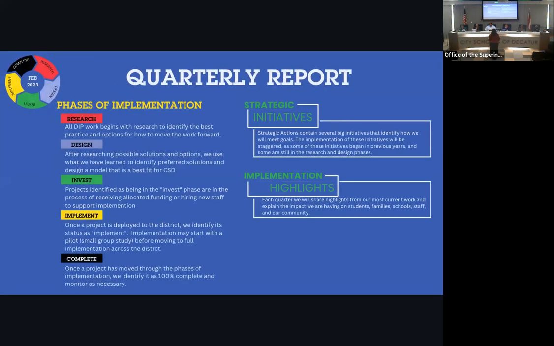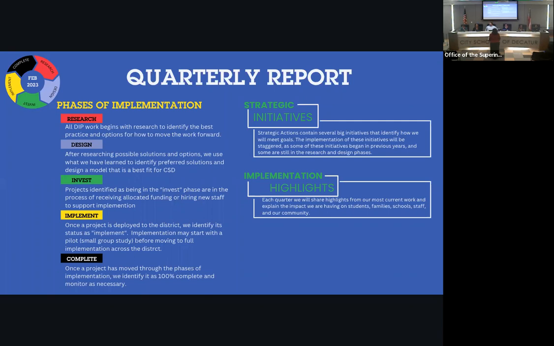So the way we have organized our updates is we have been using these phases of implementation of research, design, invest, implement, and complete. We are changing those very slightly for our new strategic plan once that is shared with the public and the board. We organize this by looking at strategic initiatives, and then this is where we will be giving implementation highlights for where we are with the different phases of implementation in those different areas of what we teach, how we teach, and the systems of support that we have in place for our students.